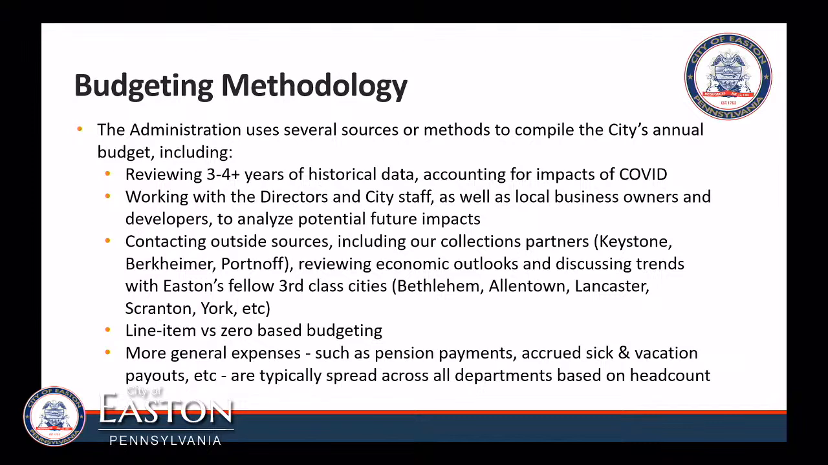So when somebody retires or leaves, they get any accrued sick or vacation time. We don't know necessarily which department that's going to hit, so we spread that across all the departments based on headcount. As you go through the budget, you'll see that each department does have those allocations.